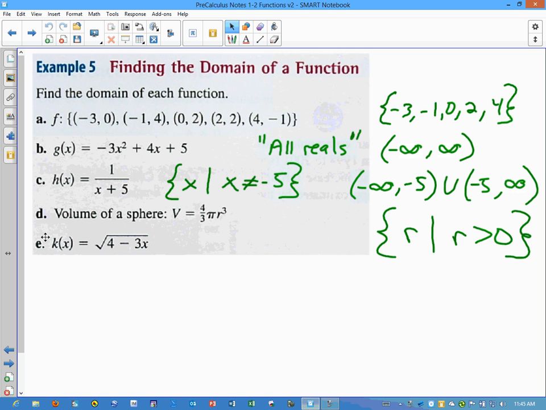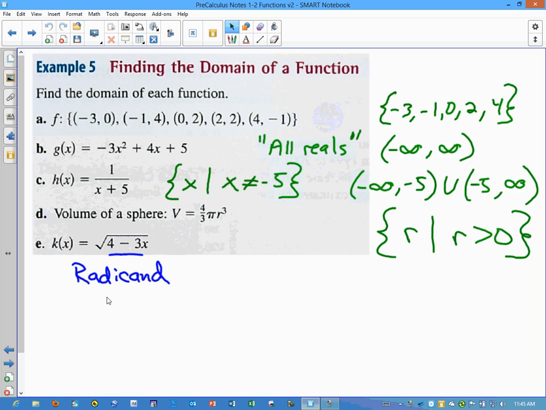All right, and the last one is a square root value, which should be that red flag. Anytime you see a variable in the denominator, that's a red flag that you may have a domain restriction, or anytime you see a radical sign with a variable underneath it, you may have a domain restriction as well. So here, the value underneath the radical sign, the 4 minus 3x, that is called the radicand.